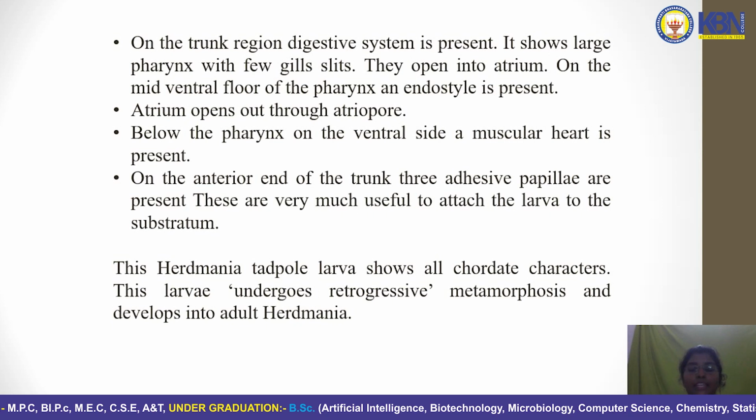On the trunk region, the digestive system is present. It shows a large pharynx with few gill slits. They open into atrium. On the midventral floor of the pharynx, an endostyle is present. Atrium opens out through atriopore. Below the pharynx on the ventral side, a muscular heart is present. On the anterior end of the trunk, 3 adhesive papillae are present. These are very useful to attach the larva to the substratum. This Herdmania tadpole larva shows all chordate characters. This larva undergoes retrogressive metamorphosis and develops into adult Herdmania.